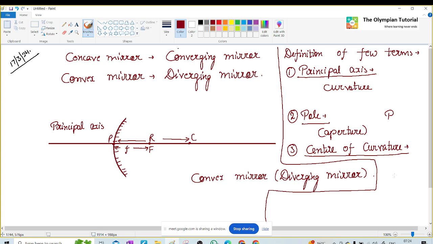The center of curvature of a concave mirror lies in front of it. However, it lies behind the mirror in case of a convex mirror.